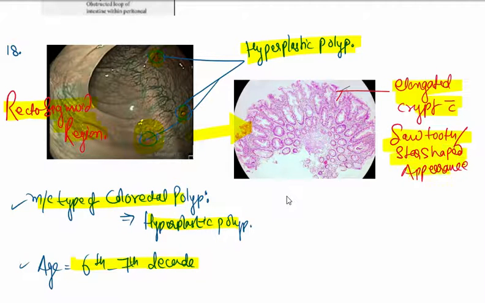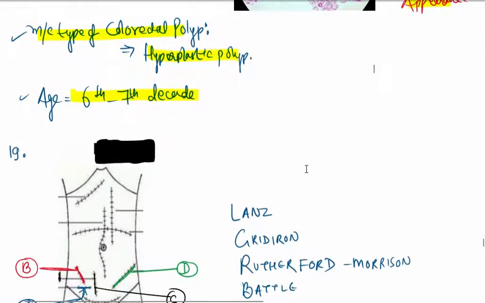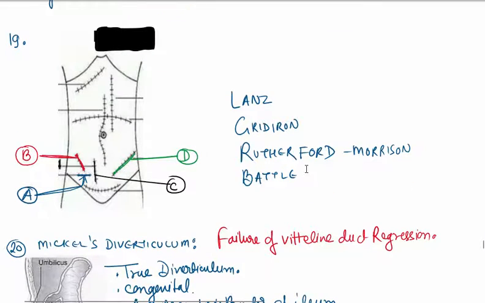Next one. So what is this? Various incisions on the abdomen and chest, so we will see only a few. What is this? A, this is the Lanz incision. What is B? It is going upward. This is the gridiron incision. What is C? C is the Battle incision. And D is the Rutherford-Morrison incision.